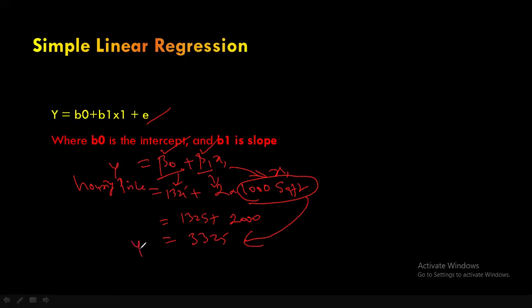Here I just put a caret symbol on top of the y. This is your predicted output variable, which is the predicted housing price in this case.